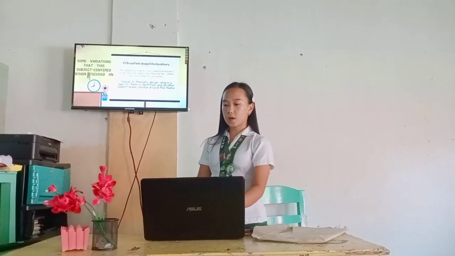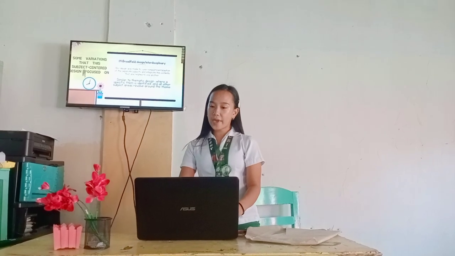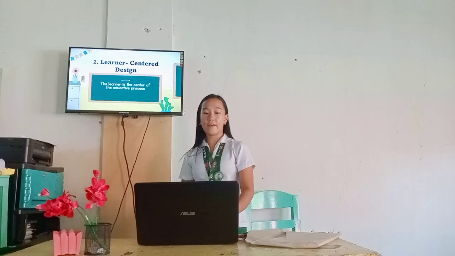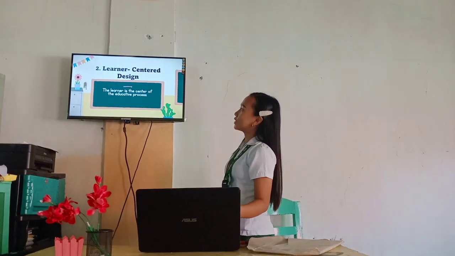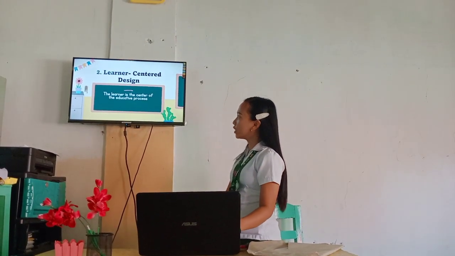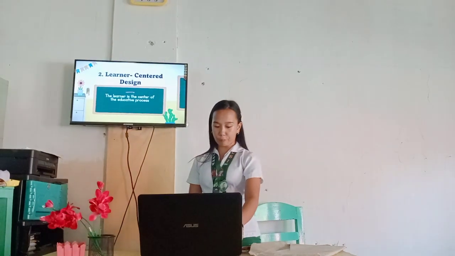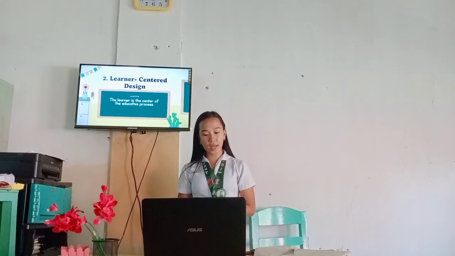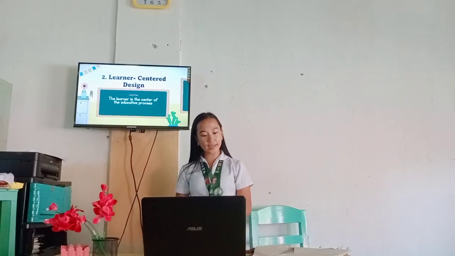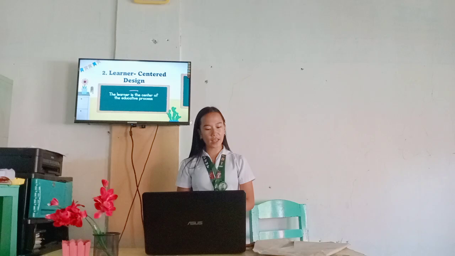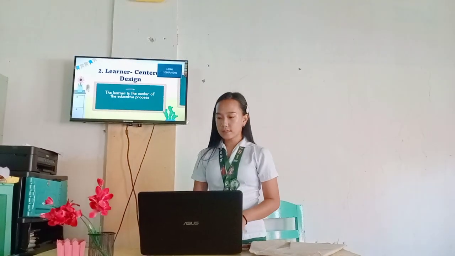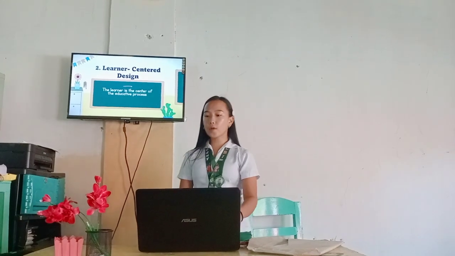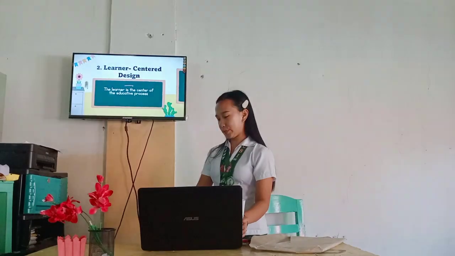And the next curriculum design we have is the learner-centered design. So what is learner-centered design, everybody? The learner-centered design is where the learner is the center of the educative process. So, the learner-centered design prioritizes students' active participation in learning and allows flexible content delivery. So, there are some examples of curriculum designs which are learner-centered.